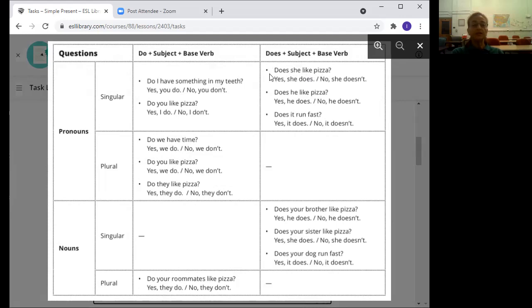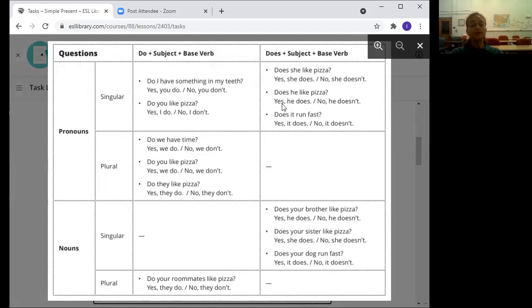And this is an indication of a third person singular. So you don't need to use that S twice. So the third person singular helping verb is does, and there is no S in the base form. You only use the base form without an S. Does she like pizza? And the answer is yes, she does, or no, she doesn't.